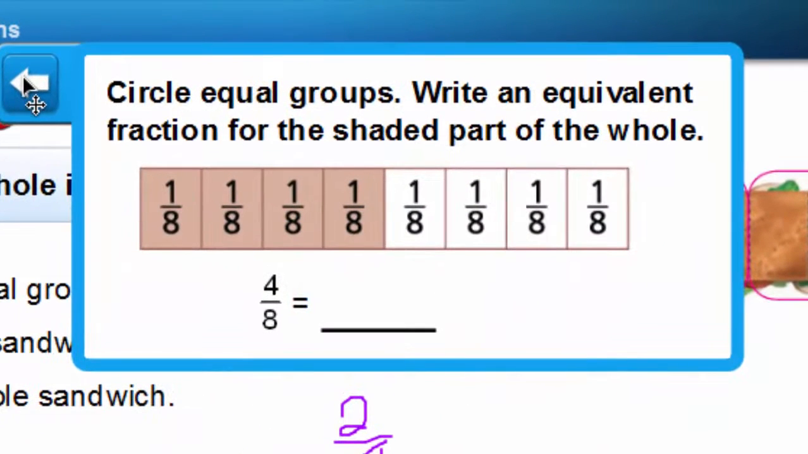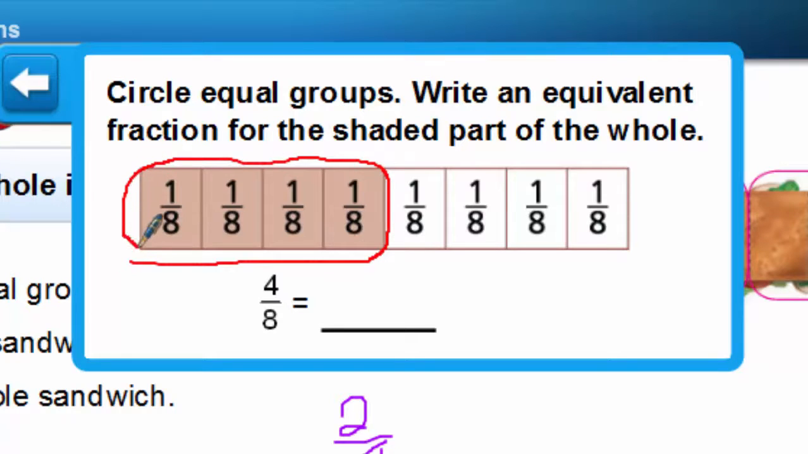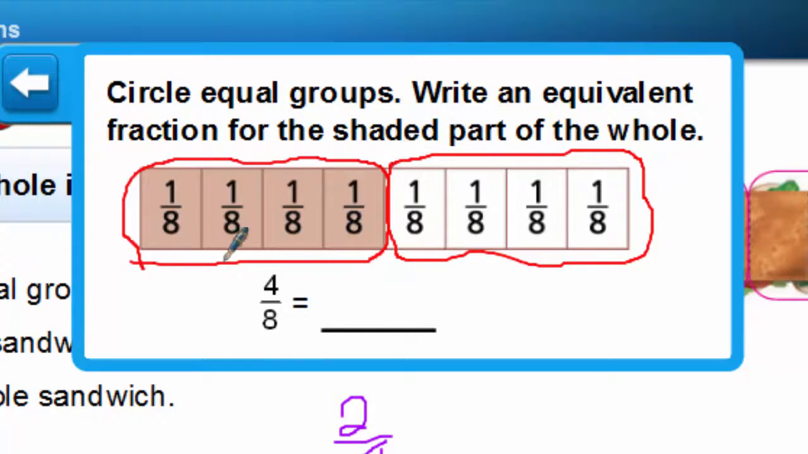All right, let's look at this one. Circle equal groups. Write an equivalent fraction for the shaded part of the whole. So we have the shaded part of the whole here. We're going to circle that whole group. Okay. Now we need another equal group on this side. So the shaded part of the whole is 4 8ths. 1, 2, 3, 4 8ths.